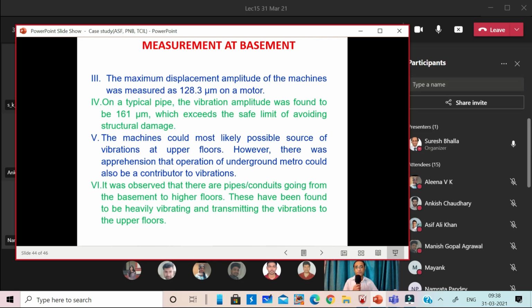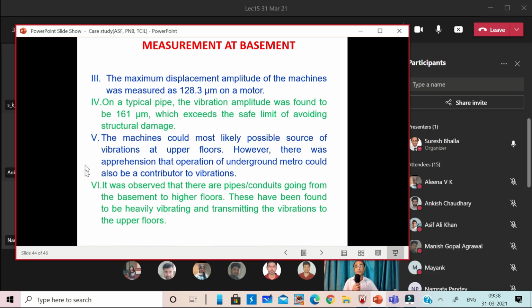So what we found from the measurement at the basement was that on the machines the vibration amplitude was as high as 128 microns, and this could be detrimental for the operation of the machine also. And on the pipes, we found that on one particular pipe the amplitude was 161 microns, and definitely this is exceeding the safe limit for avoiding structural damage.